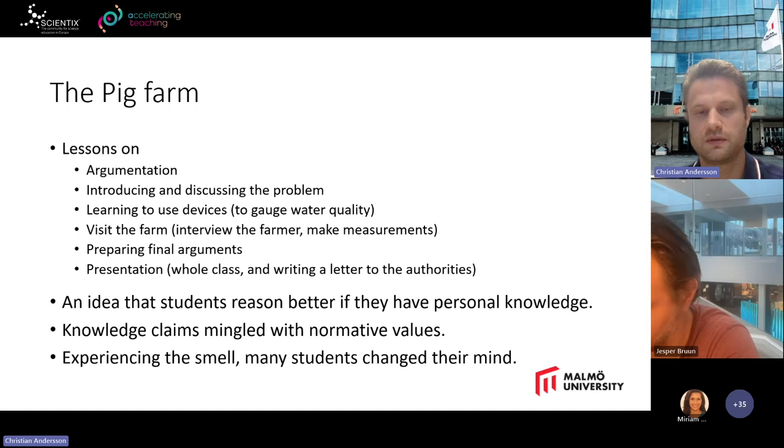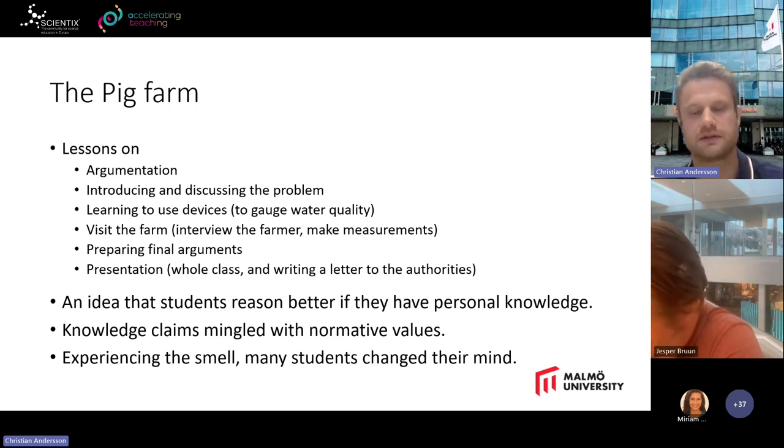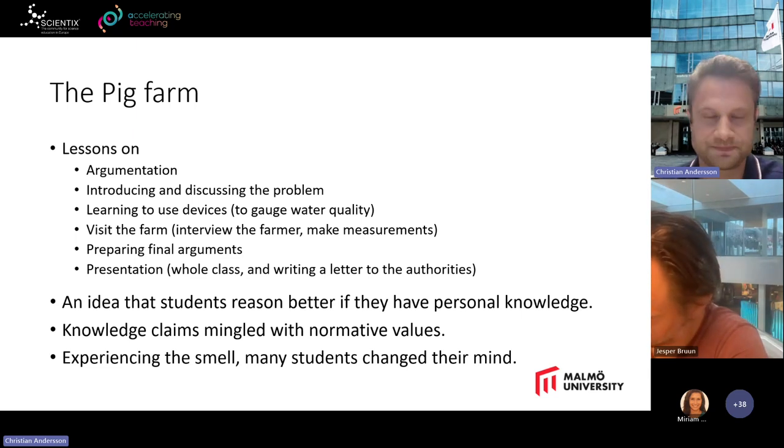But eventually the students went to the farm, interviewed the farmer, made measurements, and their findings and conclusions were discussed back in the classroom. And finally, the students wrote a letter to the local authorities saying what the students thought needed to be done about the farm, whether or not to move it.